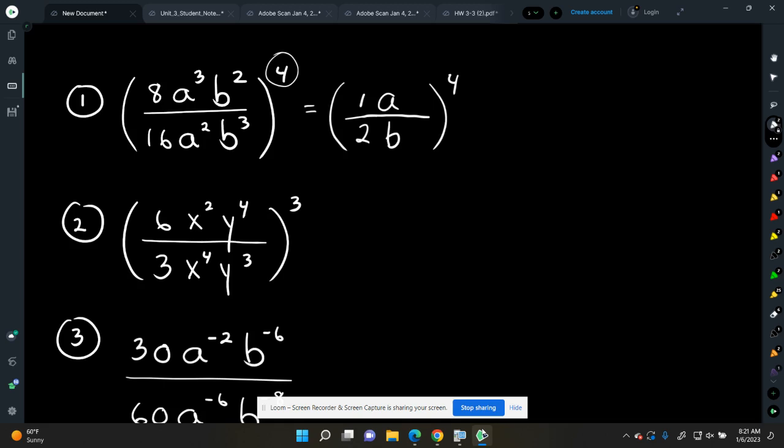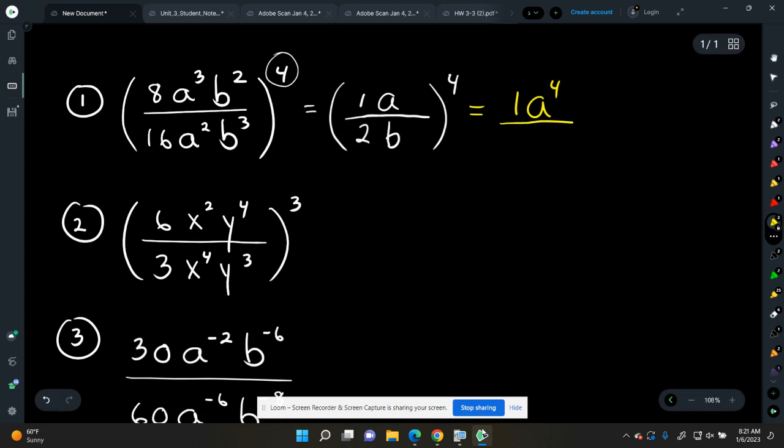Now what do we do with that exponent, the 4? We distribute it. What's 1 to the 4th? 1. What happens with the A? A to the 4th. And the 2 to the 4th. And the B to the 4th. You can leave that as 2 to the 4th, or you can write it as 16b to the 4th.